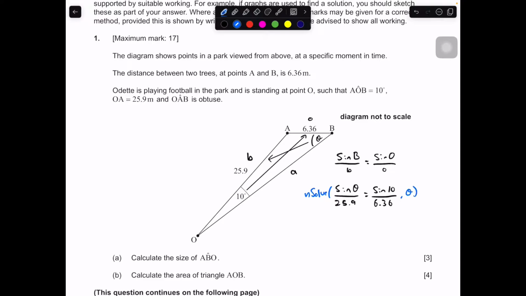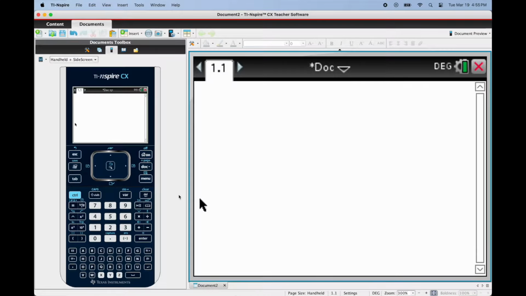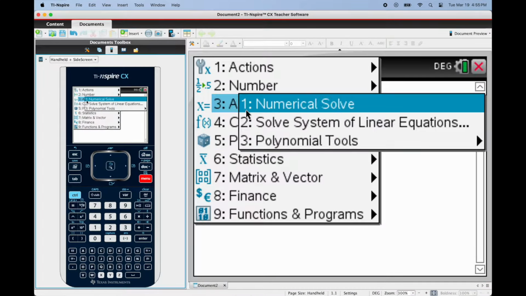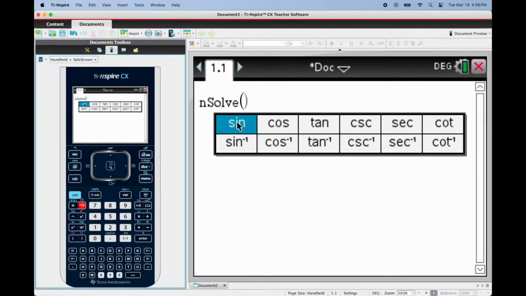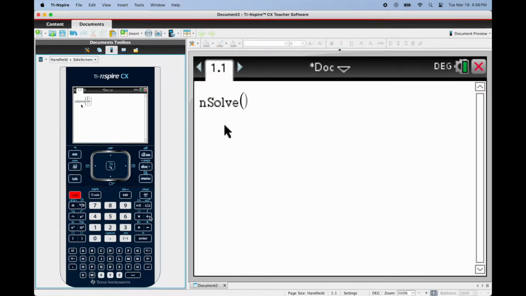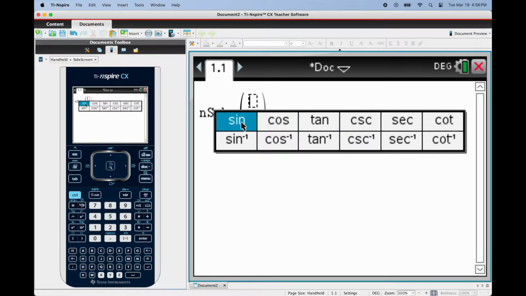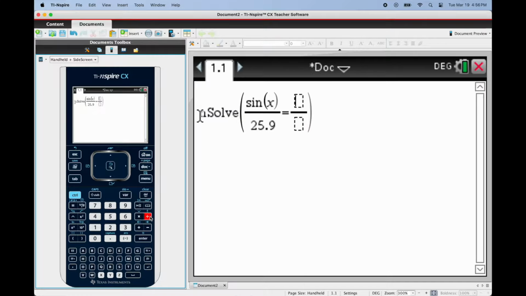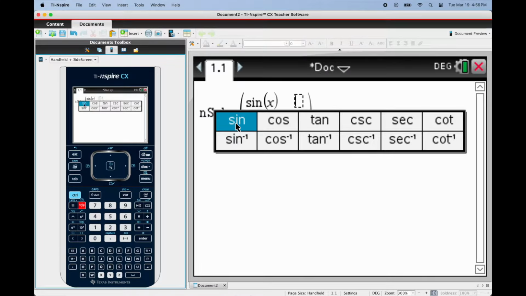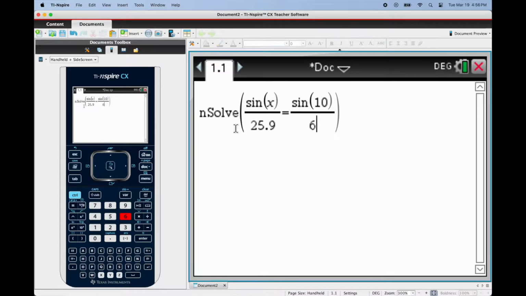All right, so let's go to the calculator and work that out. Make sure you're in degrees, of course. Everything in an AISL paper is going to be in degrees. So let's go to the calculator screen, algebra, numerical solve, and type this in. First we have to write a fraction: sine x over 25.9, and this is equal to another fraction, sine 10 over 6.36, and we're asking the calculator to solve for x.